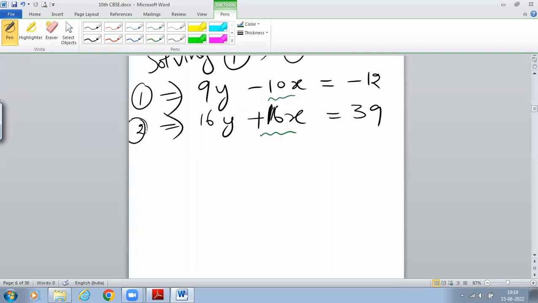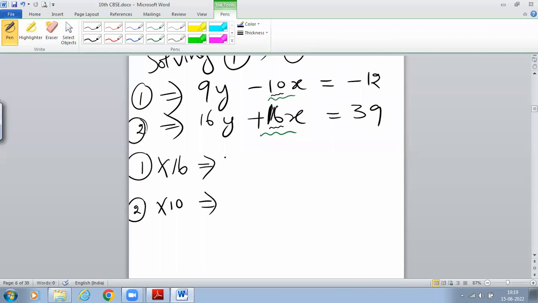For that, a very simple method, listen carefully: you have to multiply equation number 1, this is very important, with the coefficient of x in equation number 2. What is the coefficient of x in equation number 2? 16. Now equation number 1 is multiplied by 16. Likewise, equation number 2 has to be multiplied with the coefficient of x in equation number 1. What is the coefficient of x in equation number 1? 10. So equation number 2 has to be multiplied by 10.